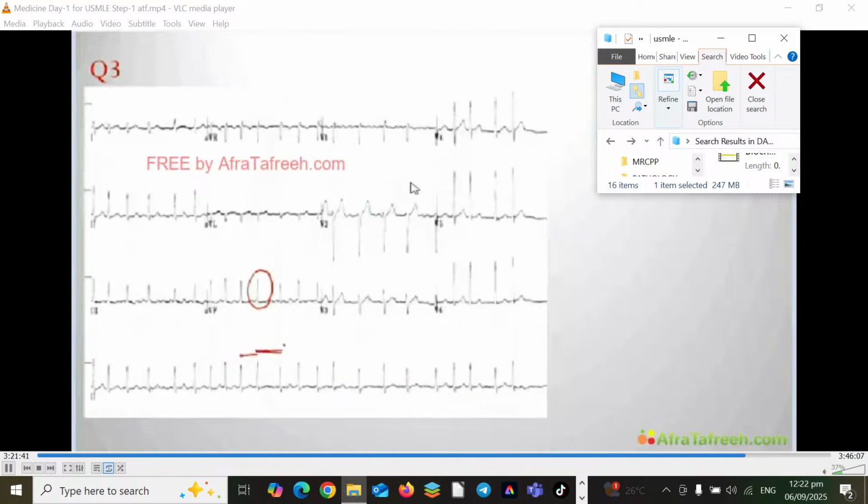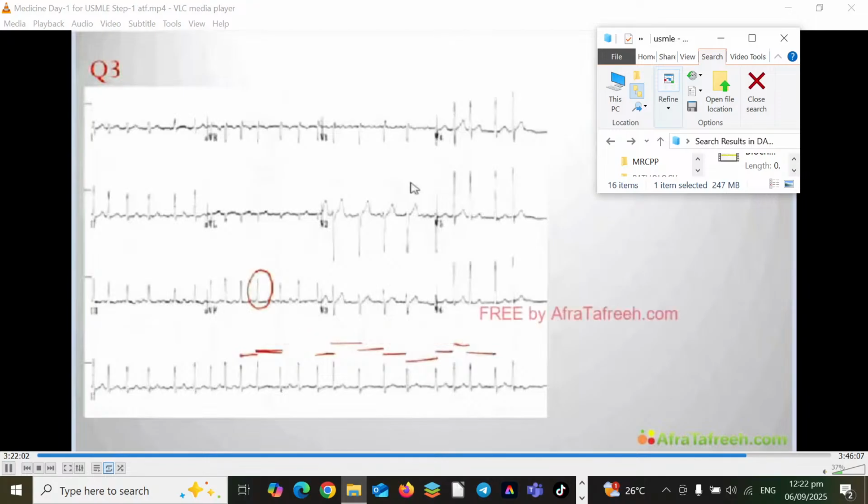And after that, again, you have a short beat and then you have a long beat. This is somewhere in between, longer, longer, short, short, long. That means it has no rhythm. Again, tachycardia, no rhythm, atrial fibrillation, unless proven otherwise.